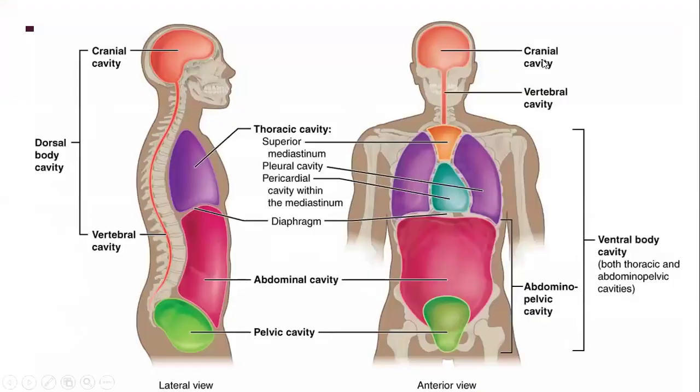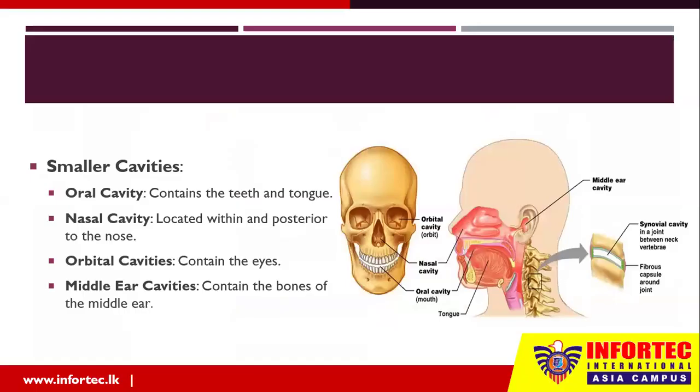So please refer to this image, right? In the lateral view, you can see the dorsal body cavities, the cranial cavity and vertebral cavity. In the ventral body cavity, you can see the thoracic cavities, abdominal, and pelvic cavities. Both lateral and anterior views are available in this image for your better understanding, right?